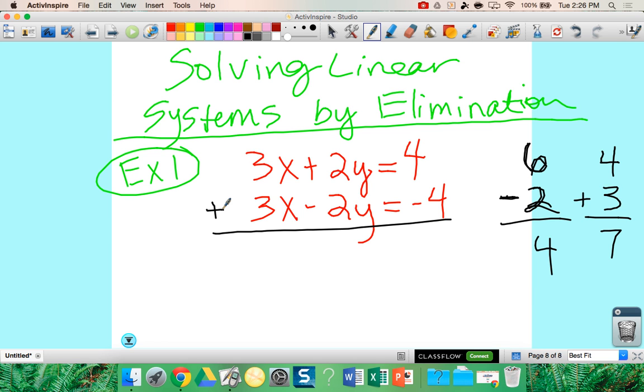Now, what do you think we're going to be eliminating? Yeah, one of the variables. So if we eliminate x, what variable do we solve for? Y. And then if we eliminate y, what variable do we solve for? X. Okay, so looking at that system, does anybody have any ideas as to which variable could be eliminated?